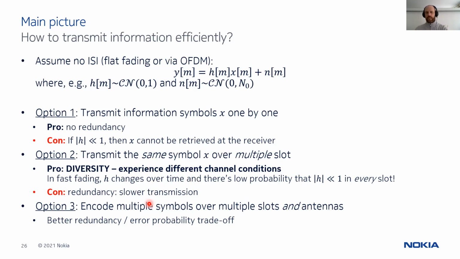And we will see that there are actually principled and better ways to achieve diversity with a better trade-off between redundancy and error probability. So basically, you transmit more symbols over time, and at the same time, you manage to achieve diversity.